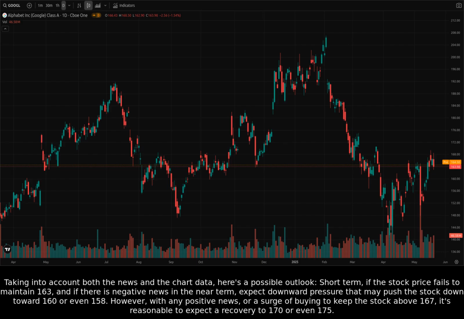Taking into account both the news and the chart data, here's a possible outlook. Short term, if the stock price fails to maintain 163 and if there is negative news in the near term, expect downward pressure that may push the stock down toward 160 or even 158. However, with any positive news or a surge of buying to keep the stock above 167, it's reasonable to expect a recovery to 170 or even 175.